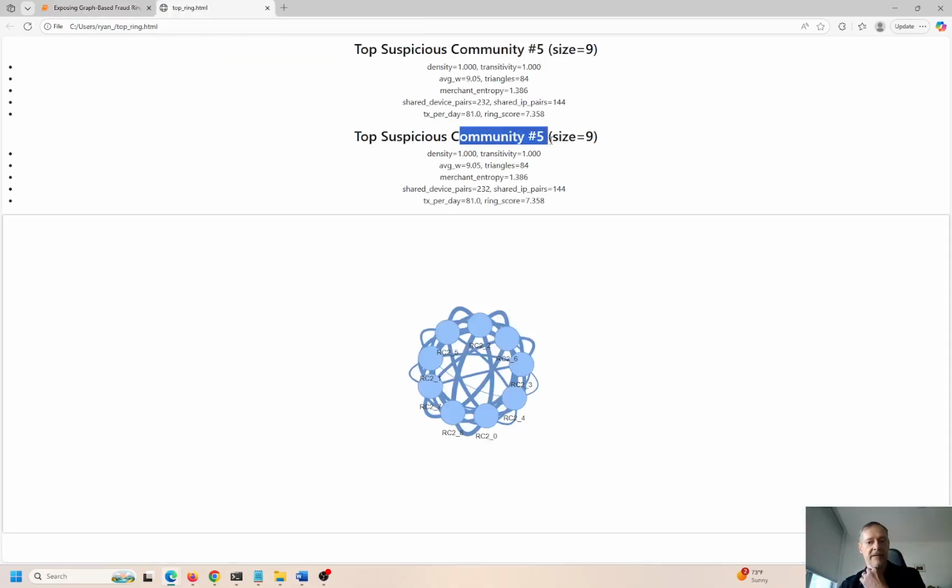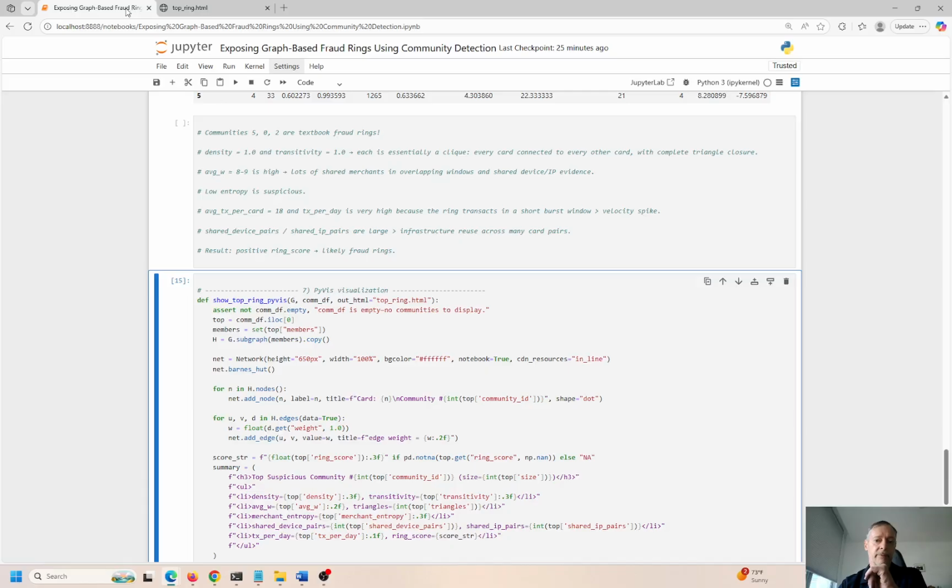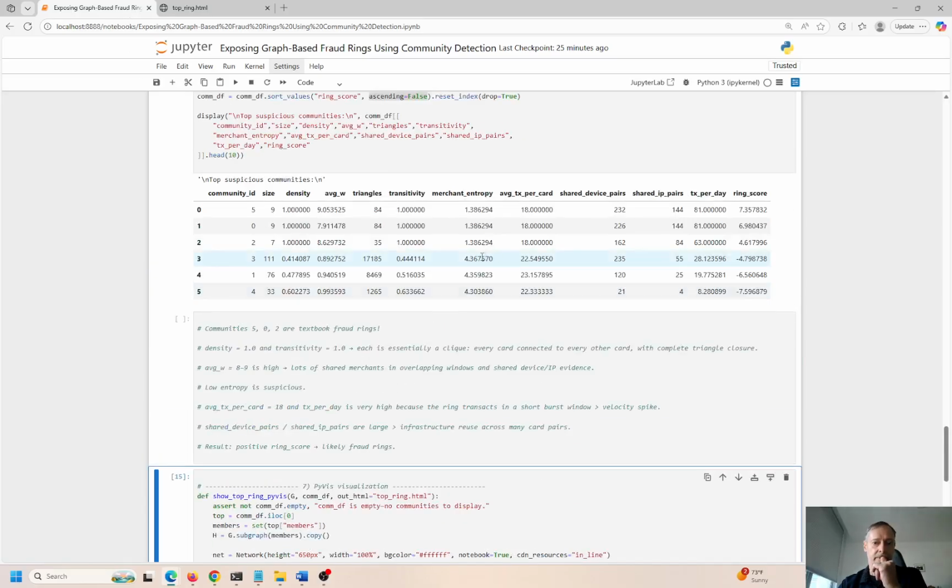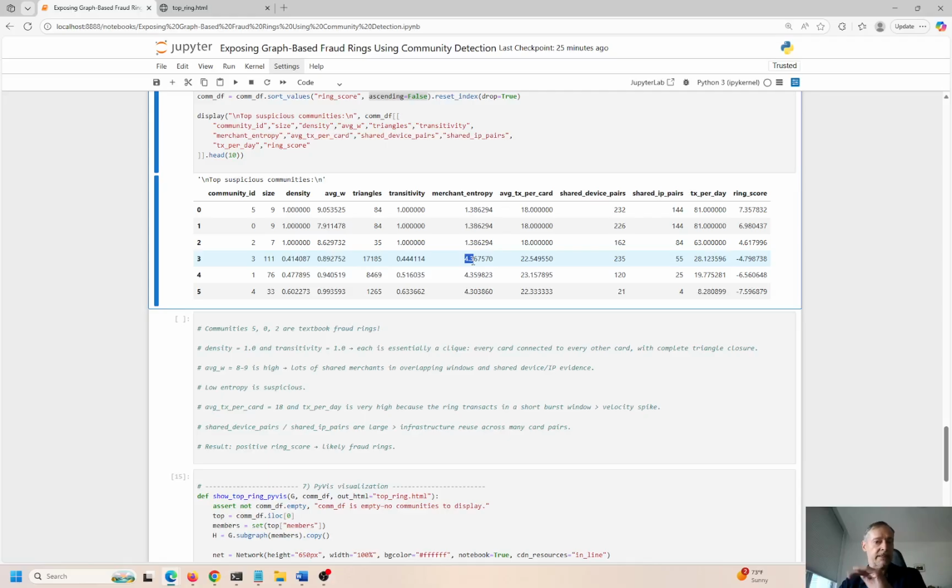You can see community 5 is the number 1 worst fraud ring. This has a density of 1.0, average weight of 9.5, entropy of 1.38. So that's pretty low. Remember, low is bad. Normally in the data science world, low is good, but in this case, low is bad. So we have to remember the frame of reference that we're operating in. And again, I'm assigning rankings to the ring score. So this is the number 1 worst, this is number 2, and this is number 3.